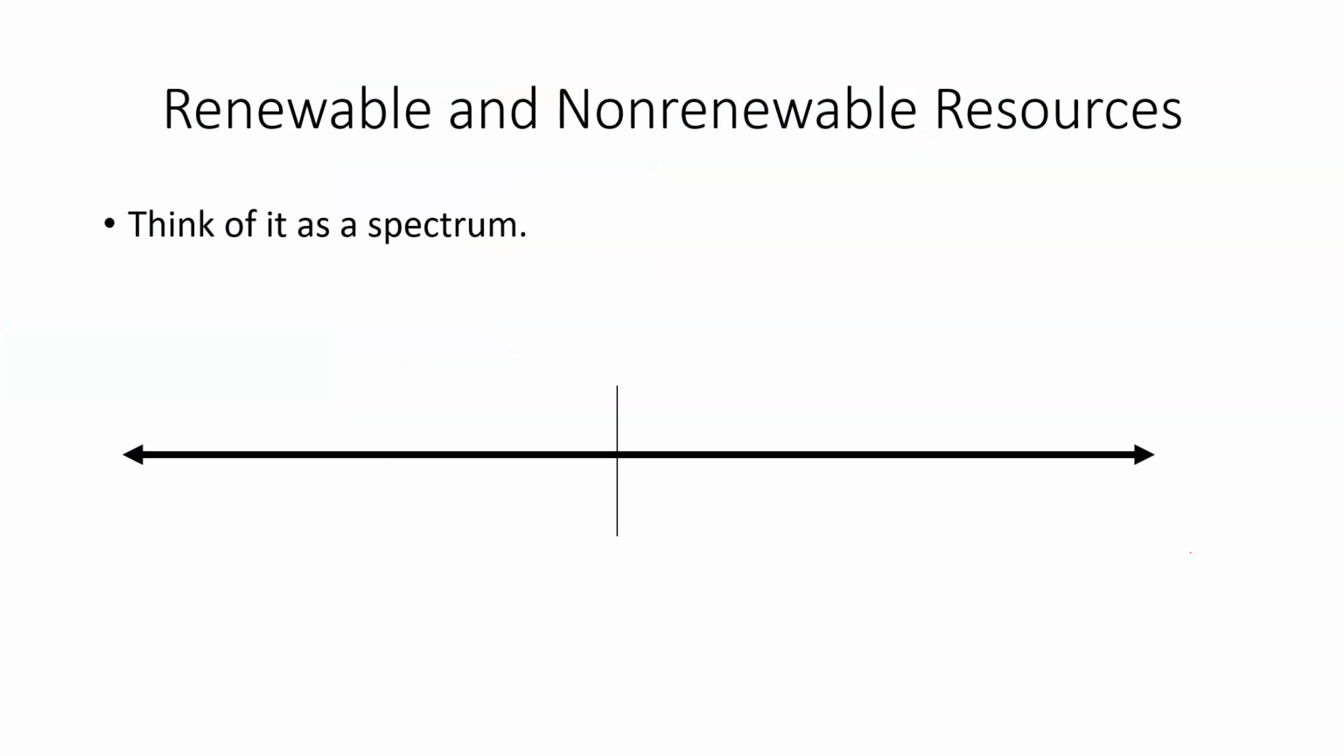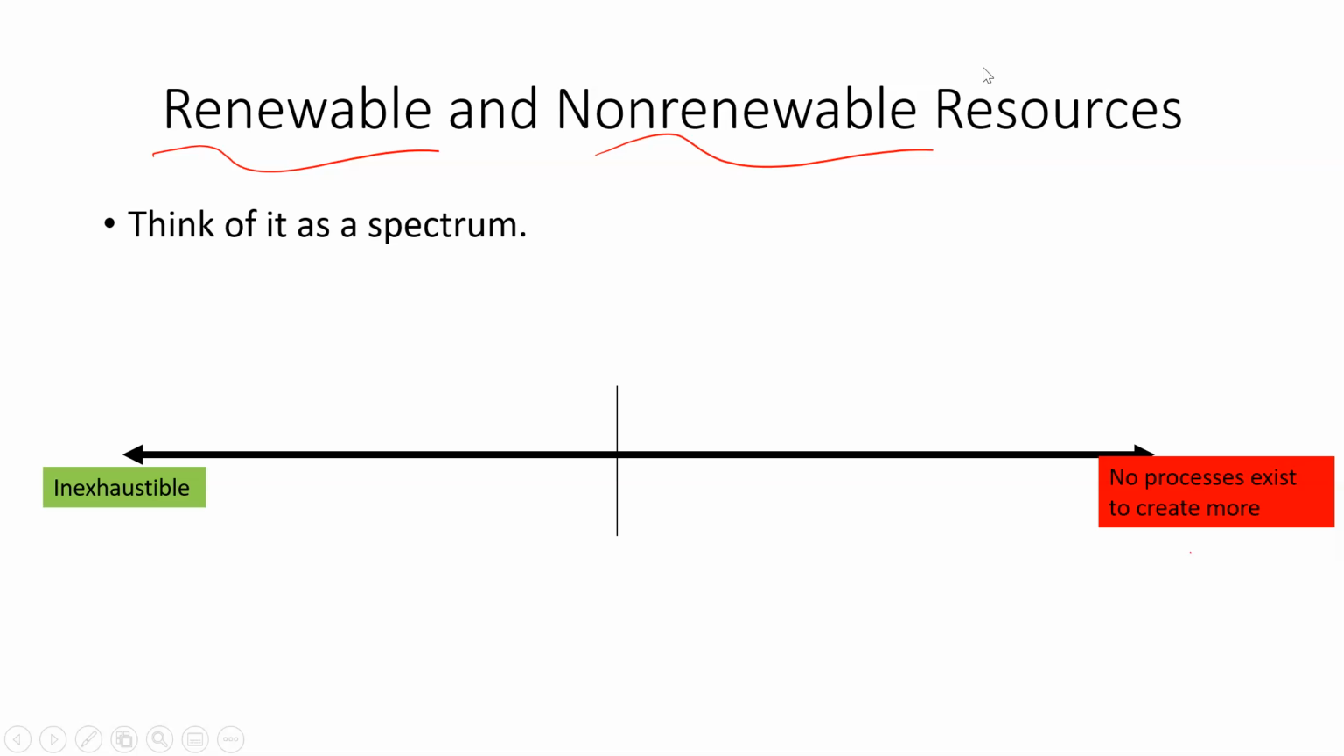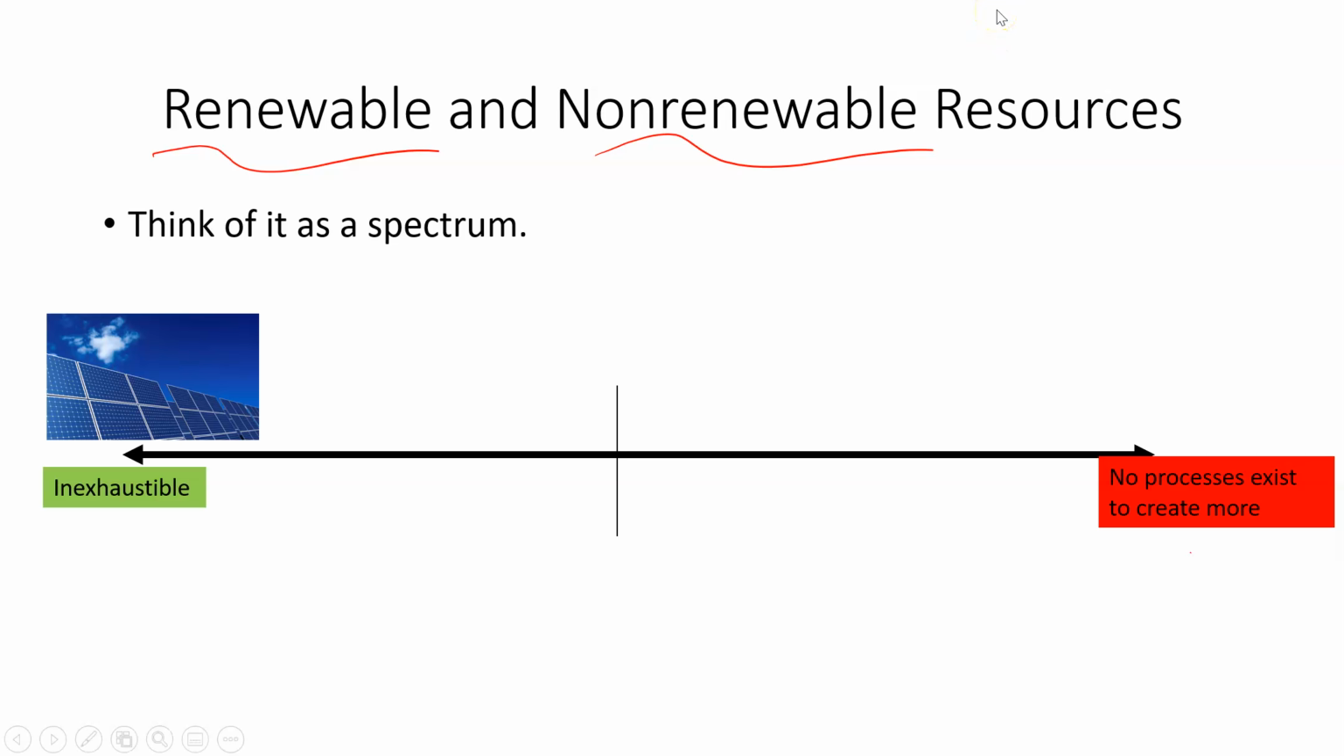So first of all, let's differentiate between renewable and non-renewable. And I want you to think of this as a spectrum, because some resources are not necessarily entirely renewable or entirely non-renewable. On one side, perhaps we have a resource that's completely inexhaustible, and on the other side of that spectrum there's no way to get more of it, a fixed quantity that there will never be more of. So things we might consider inexhaustible would be things like solar and wind.